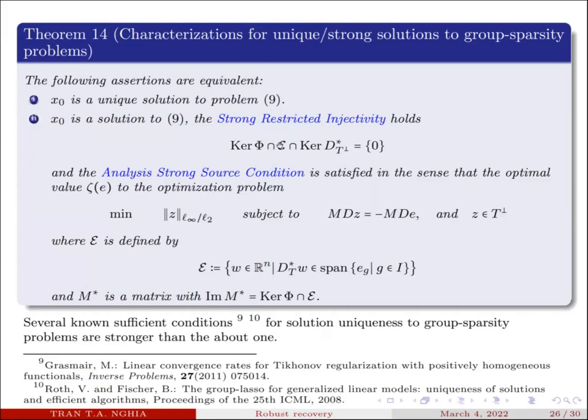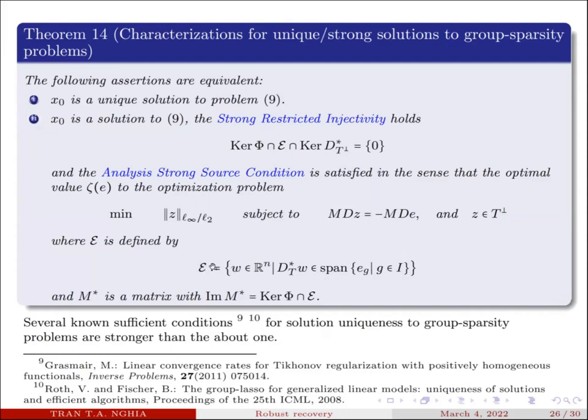E, right? The set E right here is quite different from the previous one. We need the extra terms right here. It's not just the kernel of phi intersection with the kernel equal to 0, but the extra terms. And this set E, which is a subspace, is established like this one.